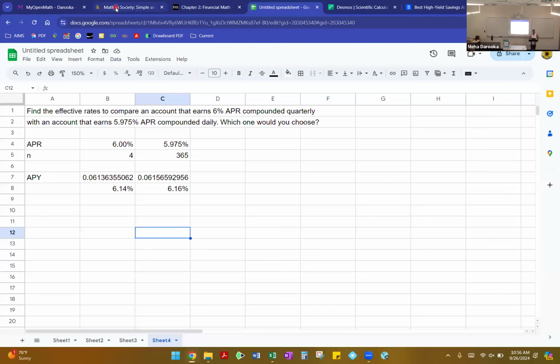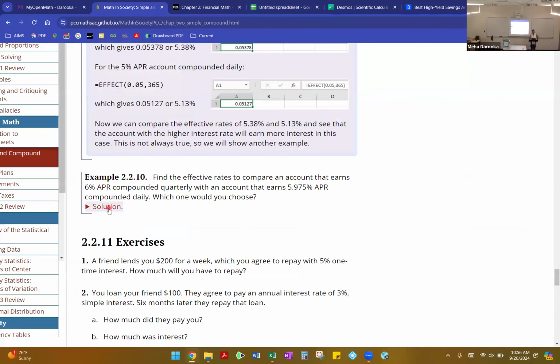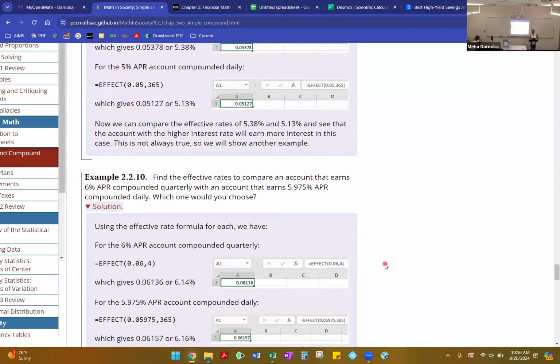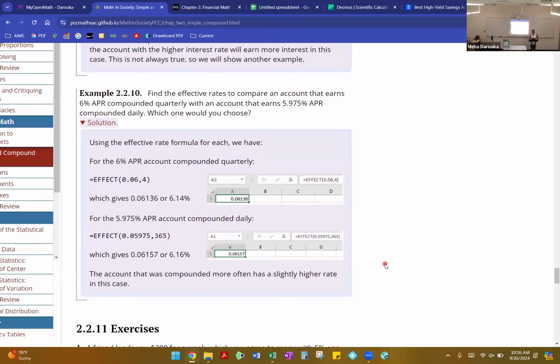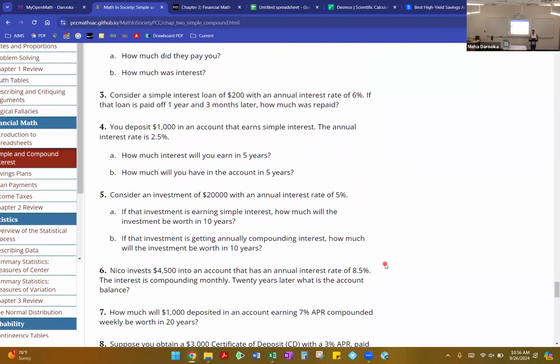Questions on this one, guys? Raven, did you have any questions on any of these? We're doing okay so far? And then, yeah, you can see 6.14 and 6.16 with this one also.